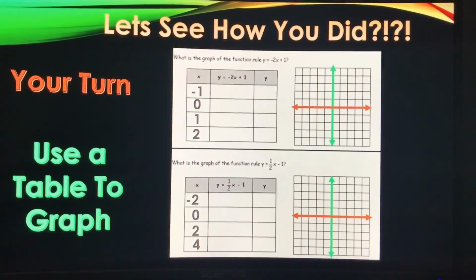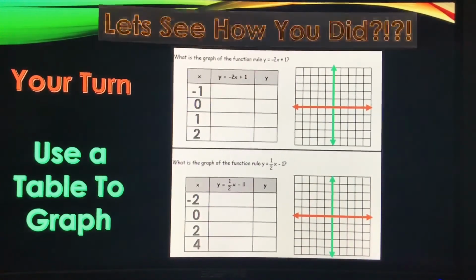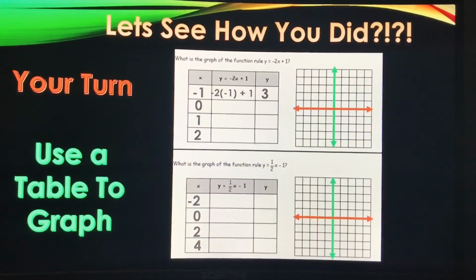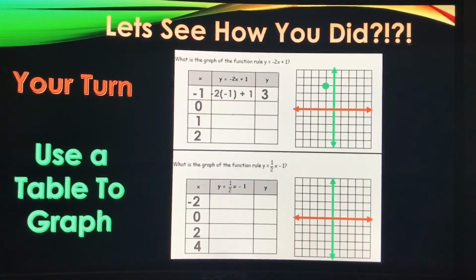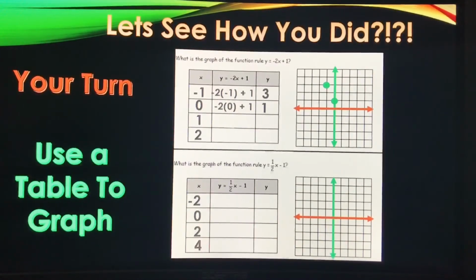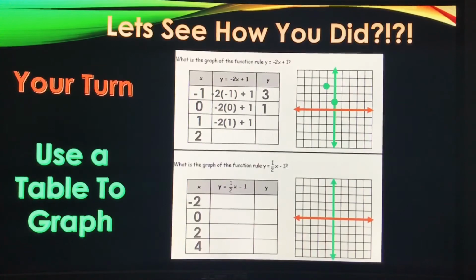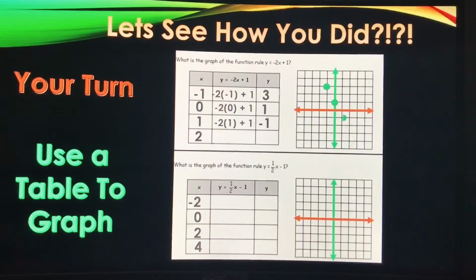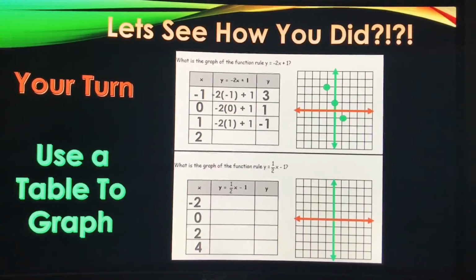Okay, let's see how you did. If we start with our first table and we plugged in our negative 1, you should have gotten 3. So we plot negative 1, 3 on our graph. If you plugged in 0, you should have gotten 1, so that you'd have 0, 1. That is your y-intercept, and we're going to talk about that in a minute. When you take the 1 and replace your x, put your input, your output should have been negative 1. So that I'm at 1, negative 1. And finally, your input of 2 should have given you an output of negative 3.